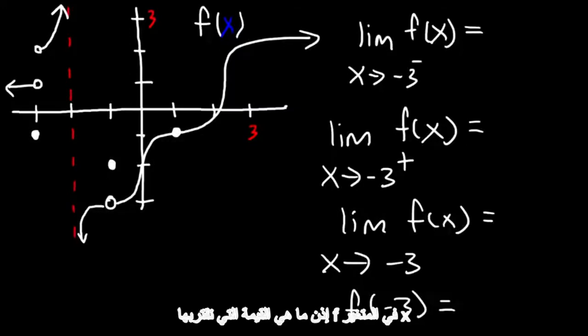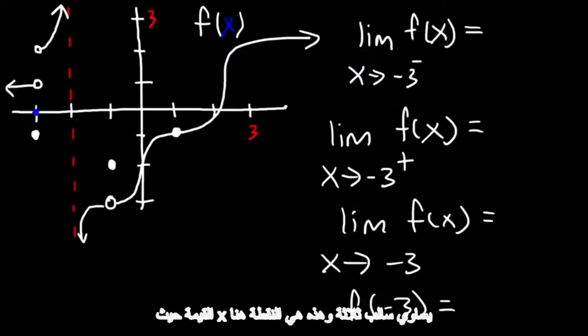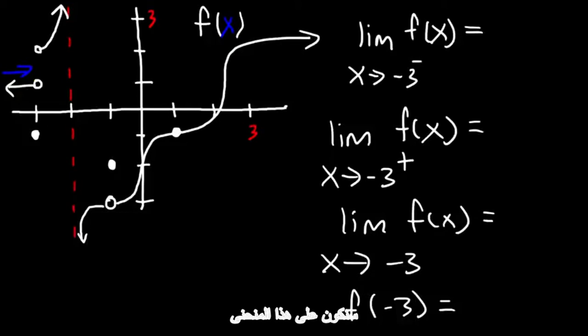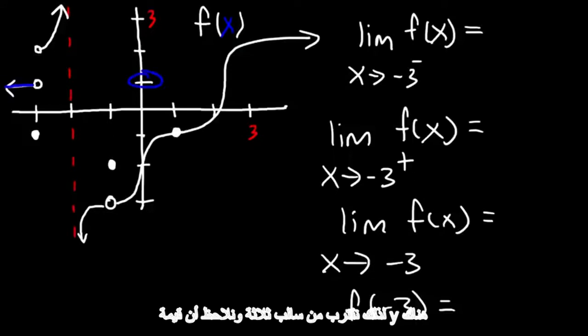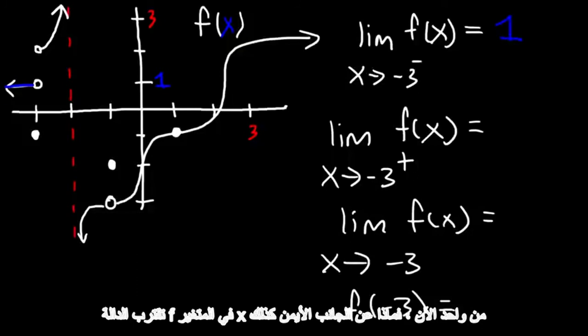So what is the value that f of x approaches as x approaches negative 3 from the left? So first, identify the value where x is negative 3. So that's this point here. Now, if we follow the function from the left as we approach an x value of negative 3, we're going to be on this curve. So we're approaching negative 3, and notice that the y value there is 1. So therefore, as x approaches negative 3 from the left side, f of x approaches 1.